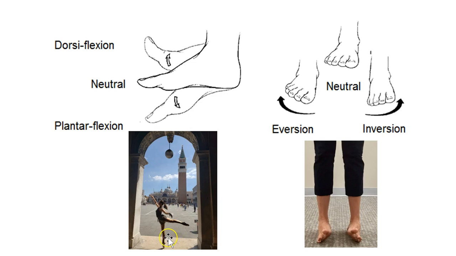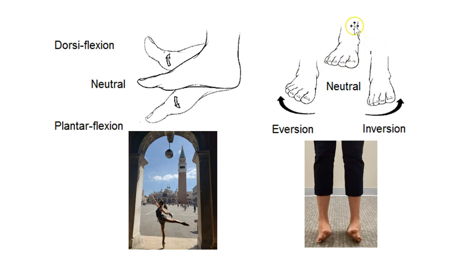Here in this picture, this is a picture of my 13-year-old daughter in Venice. This is St. Mark's Square, and she's plantar flexing here on her right limb and plantar flexing on the left. So she's doing a little on point in the middle of Venice, which I thought was pretty cool.